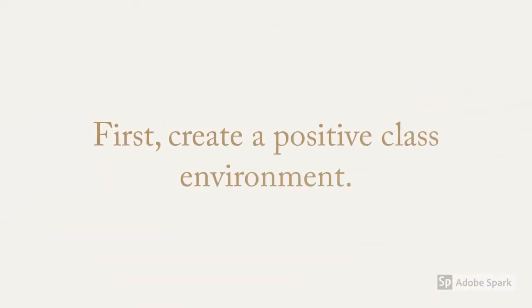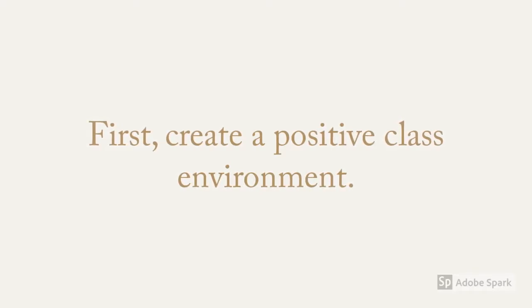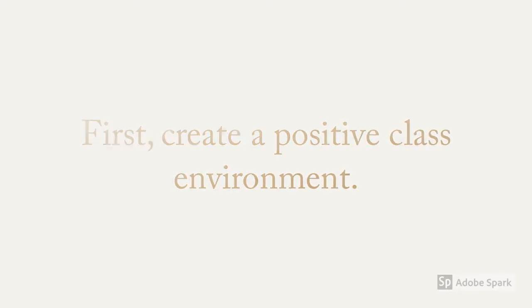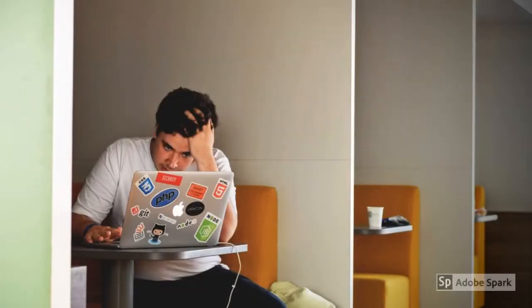First, create a positive classroom environment. Stress and emotion live in the midbrain and brainstem, and when these parts of the brain are in charge, higher order processing in the neocortex is literally blocked. You teach college students, so you know that they are constantly stressed. Some stresses we cannot control, but others we can.